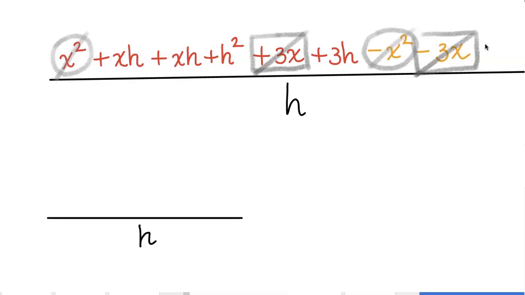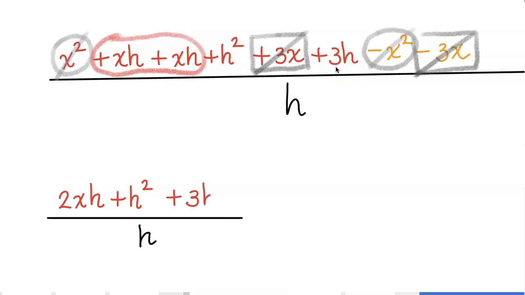Well, look at these two terms for me. These two are exactly the same thing. They're not going to cancel out. They're both positive. So I will add them. I will add these two and get 2xh. They don't cancel out. Now, what else is still left on the numerator? We still have that plus h squared. And what else? We still have that plus 3h. Doing really good.